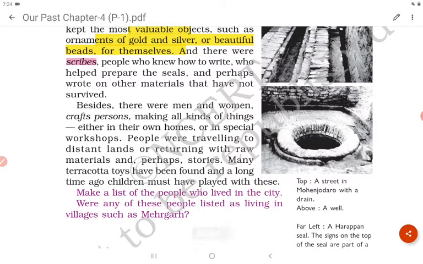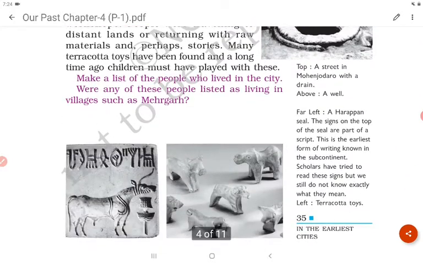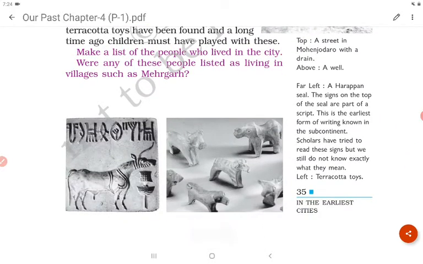The top one is a street in Mohenjo-daro with a drain. Above is a well. Then far left, a Harappan seal. The signs on the top of the seal are part of a script. This is the earliest form of writing known in the subcontinent. Scholars have tried to read these signs, but we still do not know exactly what they mean. Left is the terracotta toys.